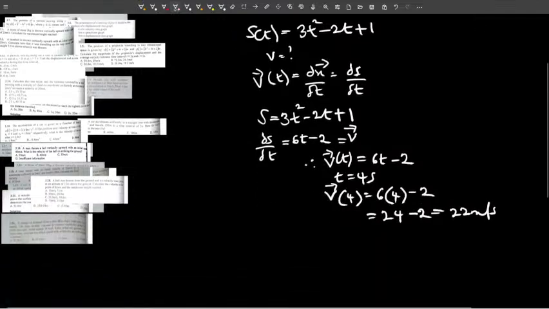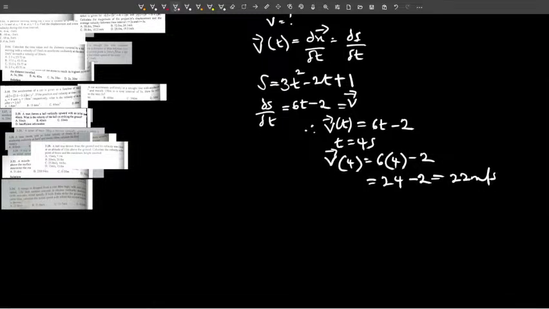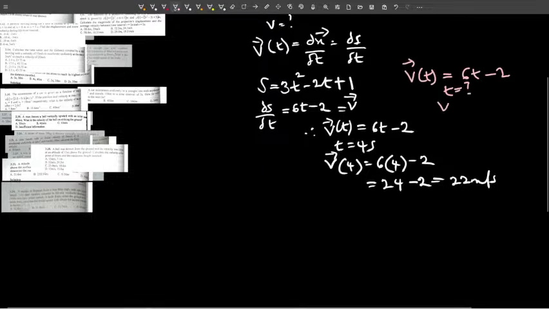If you want to continue solving, it says at what time does the velocity of the body become 0? We're looking for time now. We have a formula for velocity now. The formula for velocity is 6t minus 2. At what time will the velocity become 0? That means v equals 0.